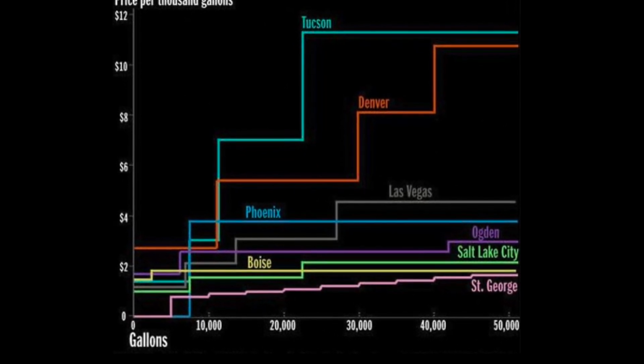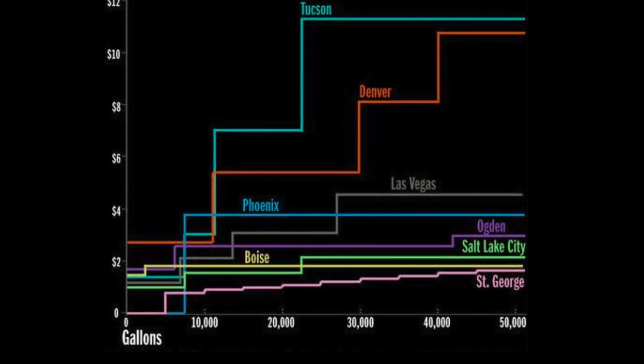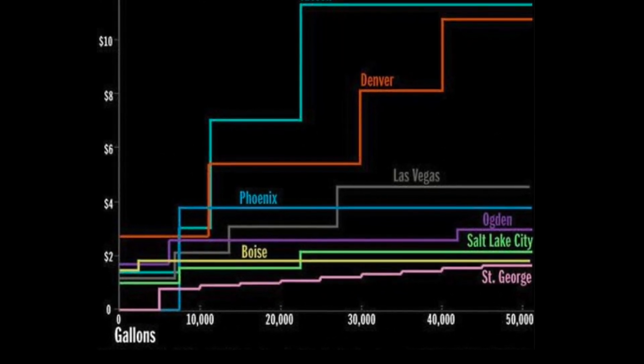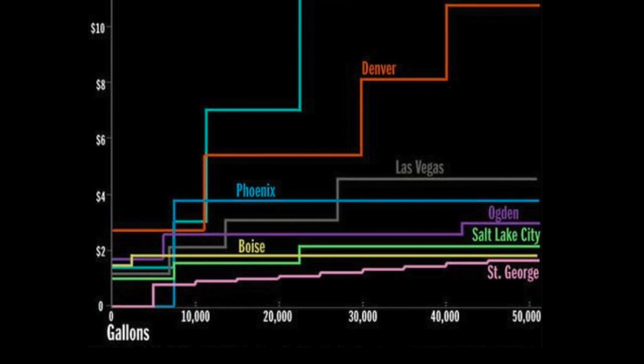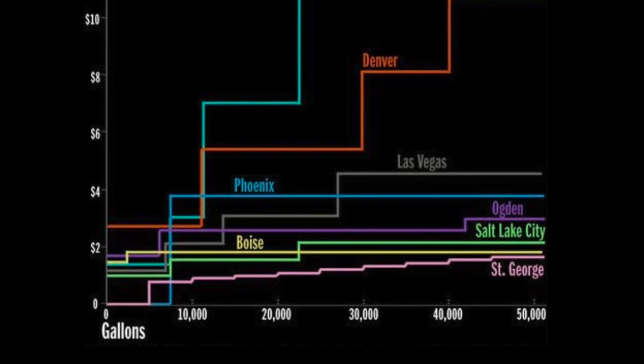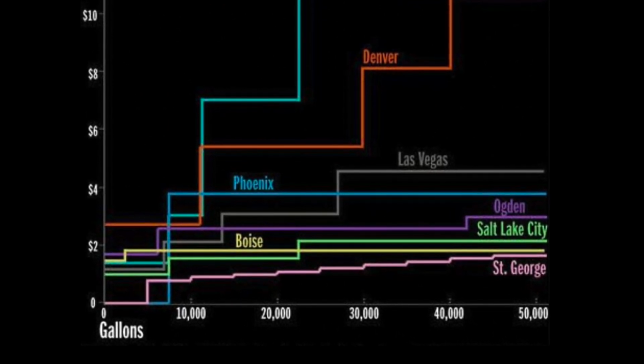Phoenix and Salt Lake City tend to use a flat rate charge that varies across seasons. And then Salt Lake City actually has the lowest prices of the major urban areas, except for St. George, which you can see below them.